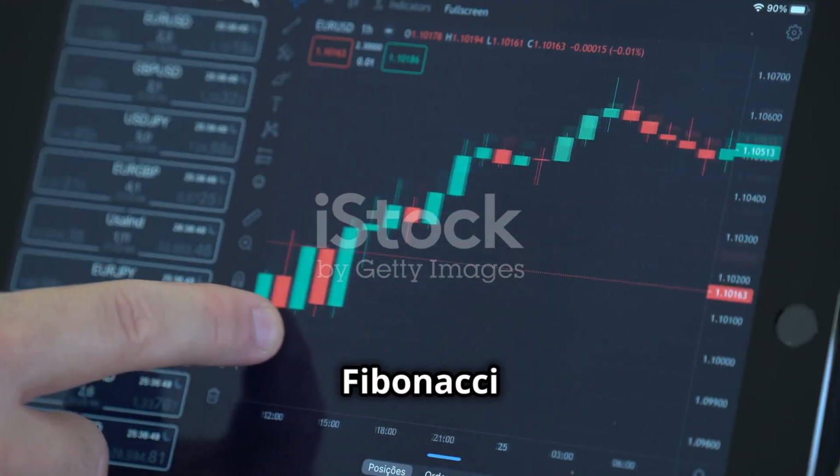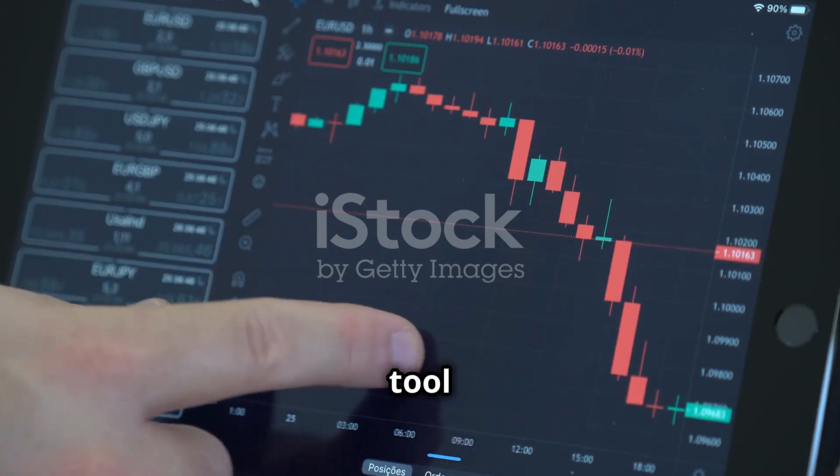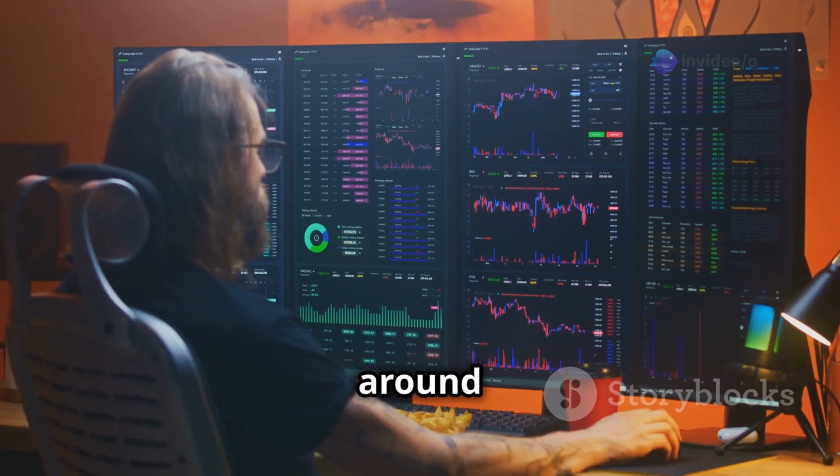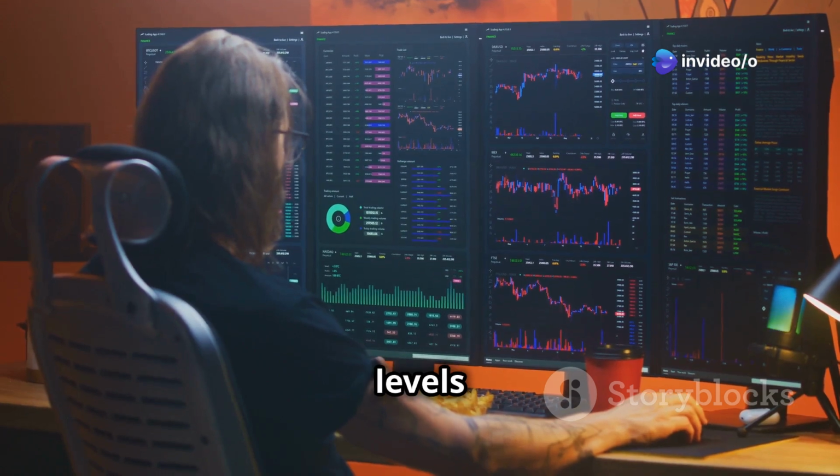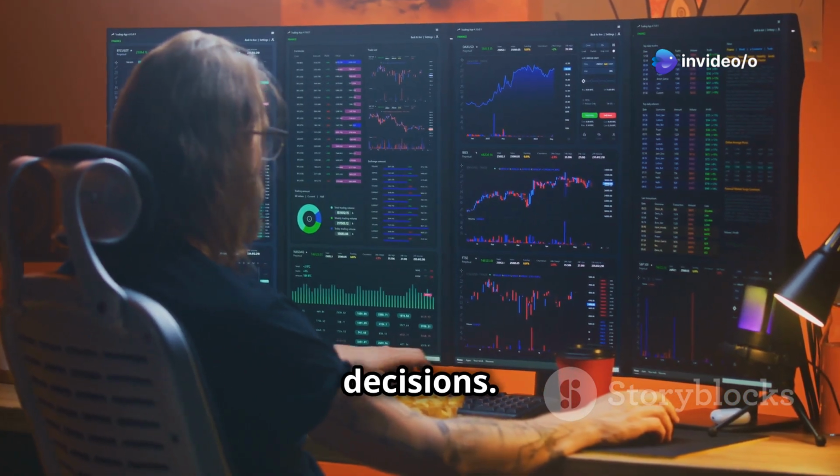Today we're diving into Fibonacci retracements, a powerful tool used by traders worldwide. Stick around to learn how you can use it to identify key levels and make more informed trading decisions. Let's get started.